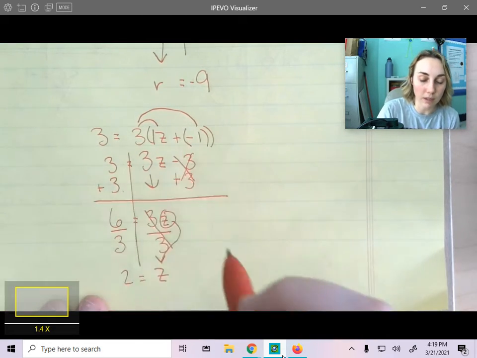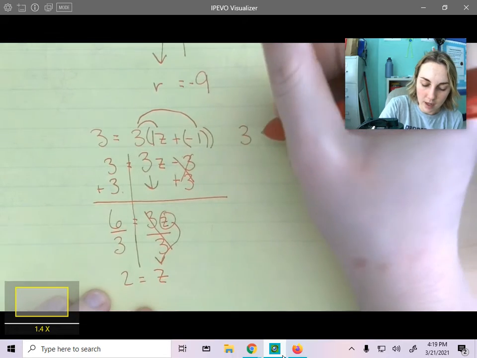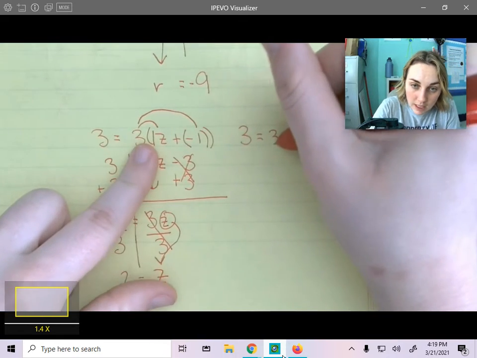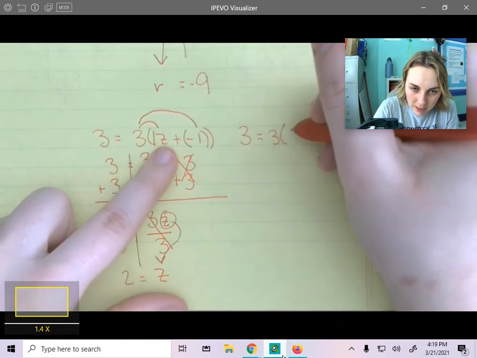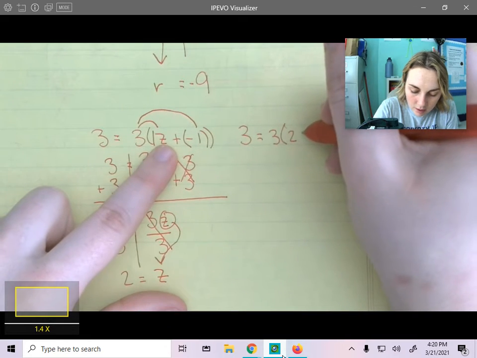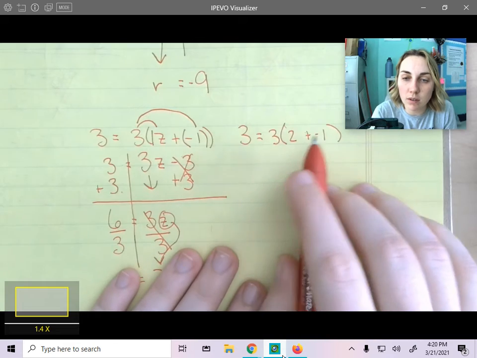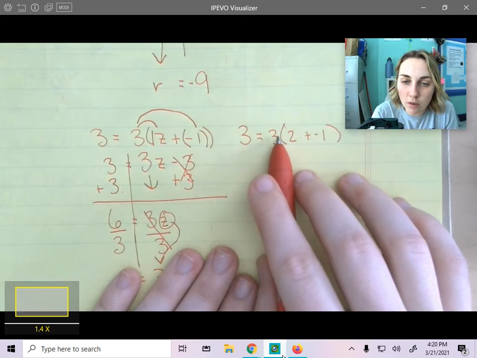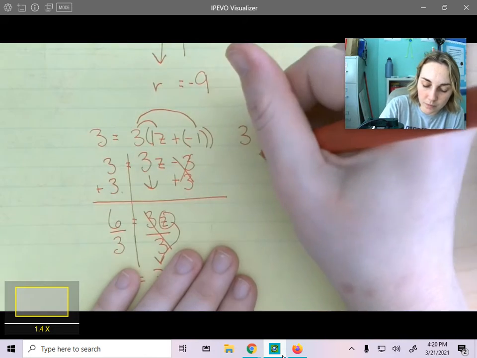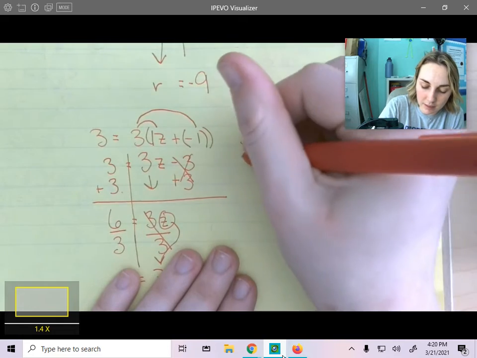And this is going to be an easy one to plug back in, so I'll just go ahead and do that. 3 is equal to 3 parentheses. I'm going to plug in 2 for z plus negative 1. Cool. Okay, so let's do this. So 3 times 2 is going to give me 6. I'm going to bring down this 3.